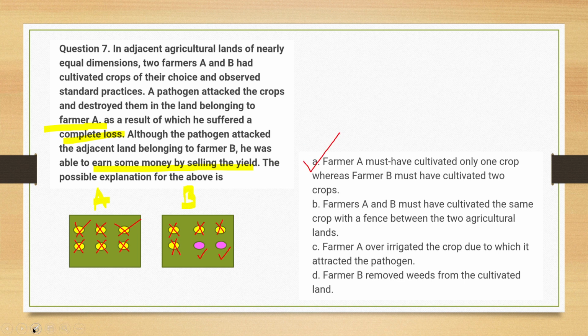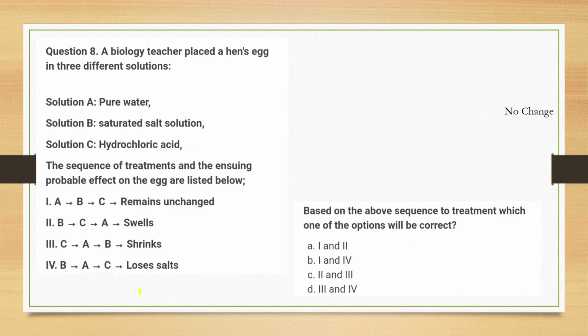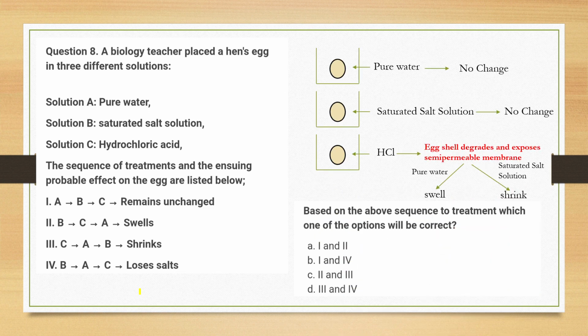Okay. Now coming to question number 8. A biology teacher placed a hen's egg in 3 different solutions: pure water, saturated salt solution and HCl. See what happens if you put an egg in pure water. The egg is covered by a calcium carbonate eggshell, and pure water cannot invade the eggshell, so there will be no change. Similarly, if you put the egg in the saturated salt solution, there will also be no change because the saturated salt solution also cannot invade the eggshell.